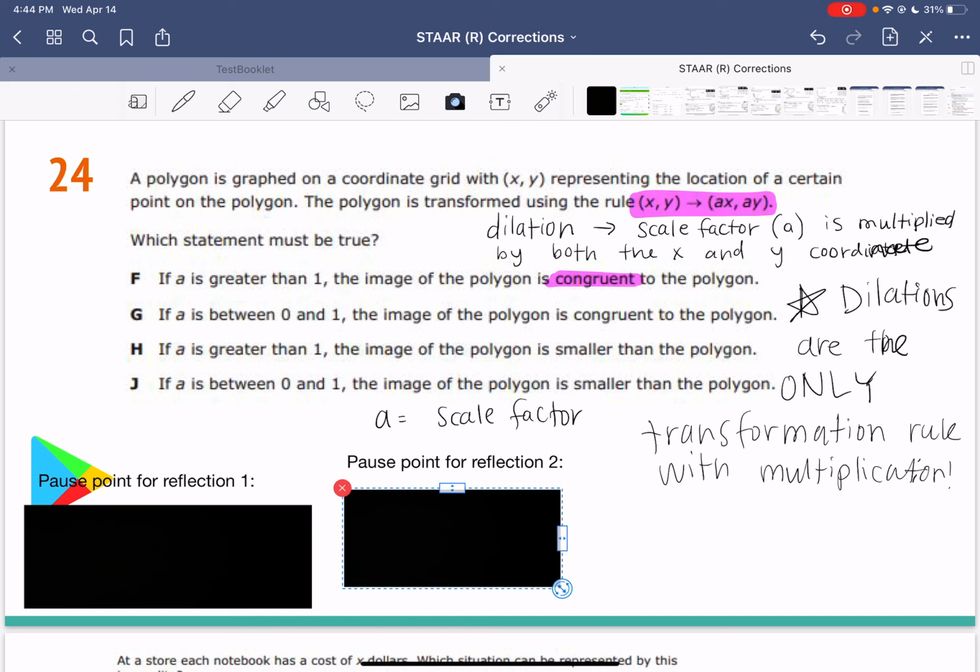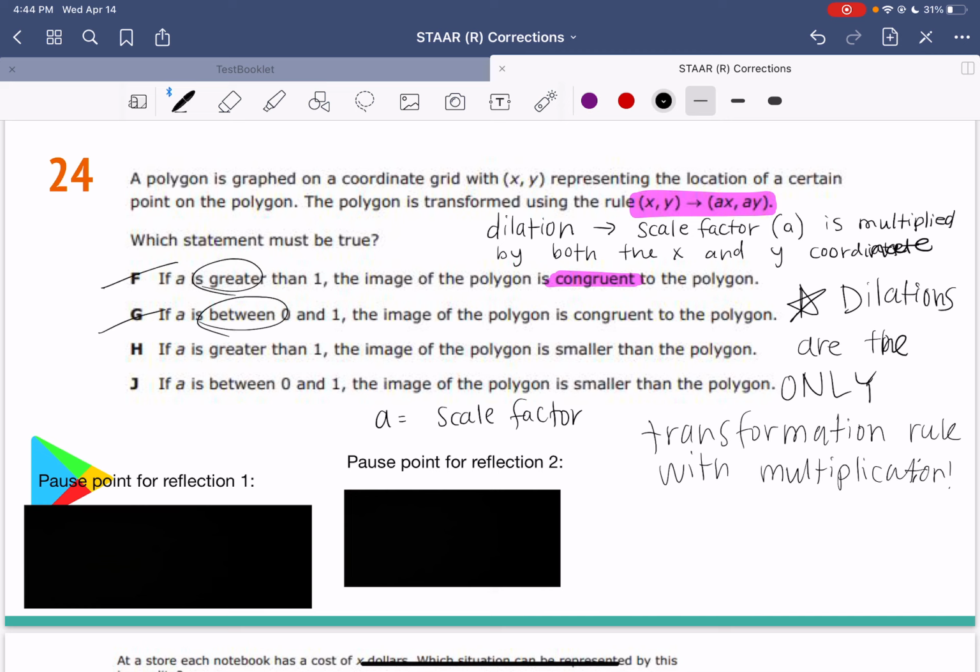So in order for it to be congruent, meaning that it was being multiplied, whatever you're multiplying it by has to make it stay the same number. So what number would that be? It would be 1. So if a is greater than or between, those can't be right, because it would have to equal 1.